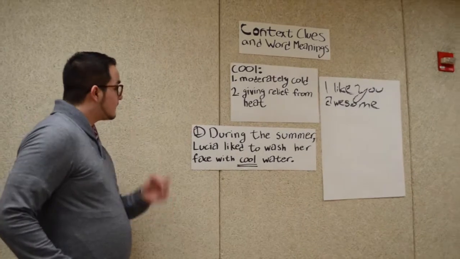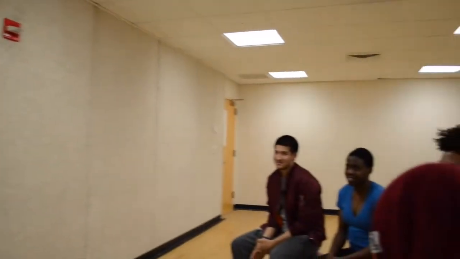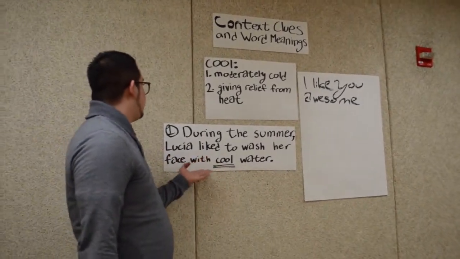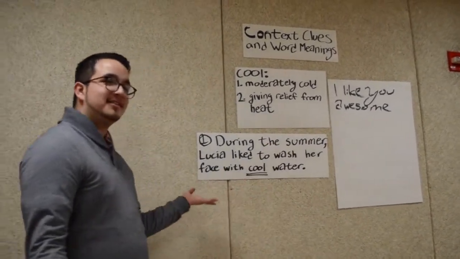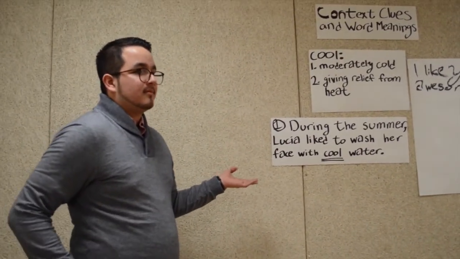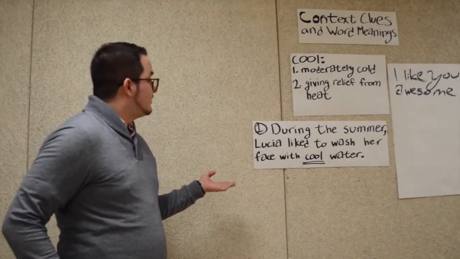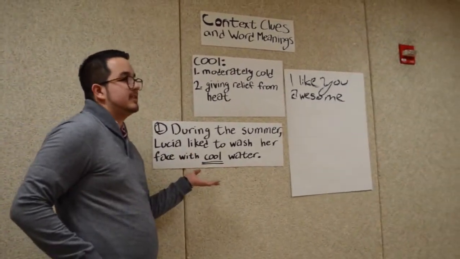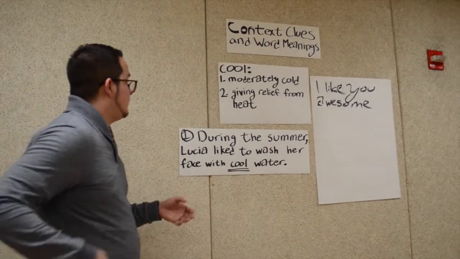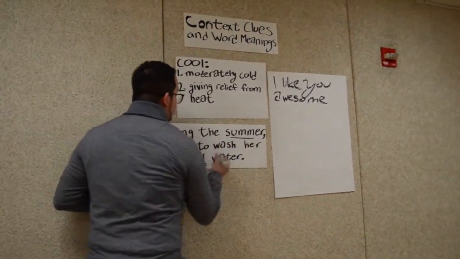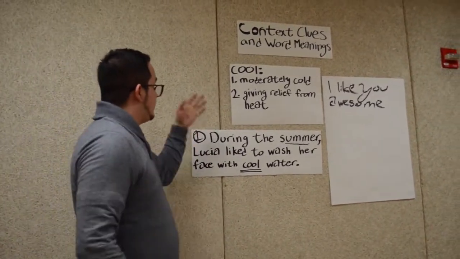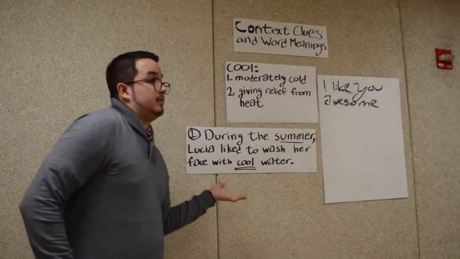Because water doesn't say I like you. Right. Or what makes us say that it's like, Lucia likes to wash her face with really awesome water? Like, why don't we use that? Because it's the summer, and it's hot in the summer. Right. And, like, there's not much difference between different types of water. It just doesn't make sense. So we use the context, right? And the words surrounding it, summer, right? And we know that summer's hot, to come up with which definition we're going to use.